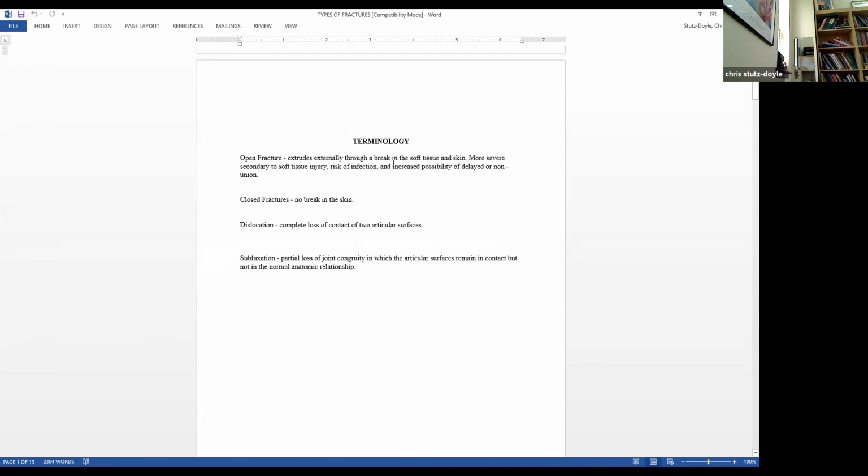Open fracture is when the bone comes through the skin, and the thing you worry about with an open fracture is the risk of infection. So if you're with someone who has a compound open fracture, the thing you do is keep it clean and get the person to the ER as soon as possible.